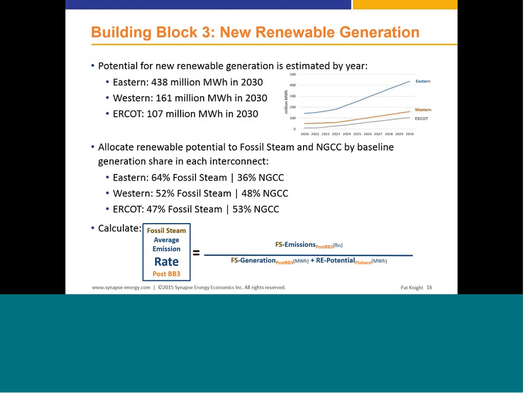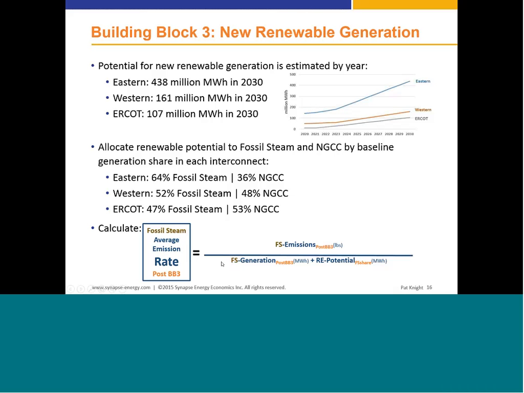So the example that we're showing here is that in the eastern interconnect, 64% of the baseline generation is fossil steam, 36% of the baseline generation is NGCC. So therefore, for every 100 megawatt hours of new renewables, 64 megawatt hours of fossil steam gets replaced by renewables, and 36 megawatt hours of NGCC generation gets replaced by renewables. So again, EPA does this to every single interconnect and every single year and figures out what the new fossil steam average emission rate is.